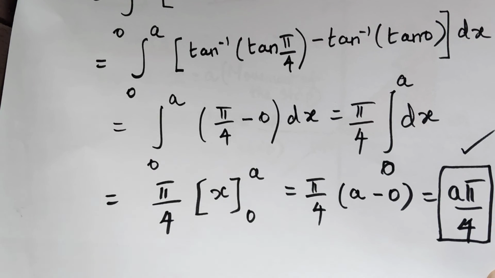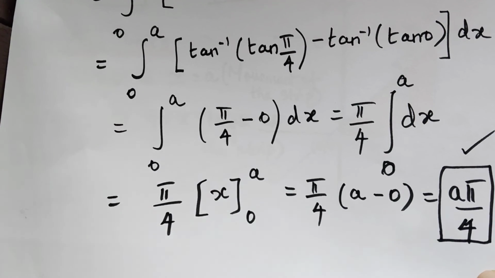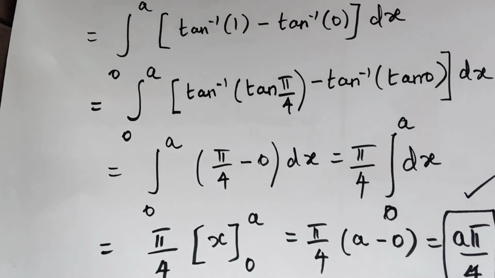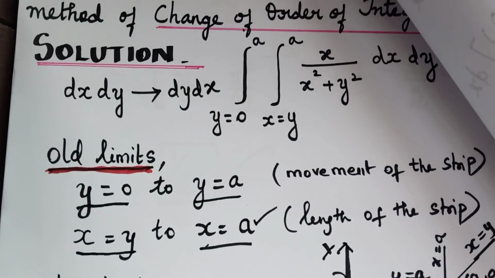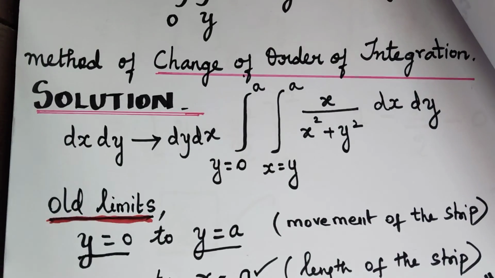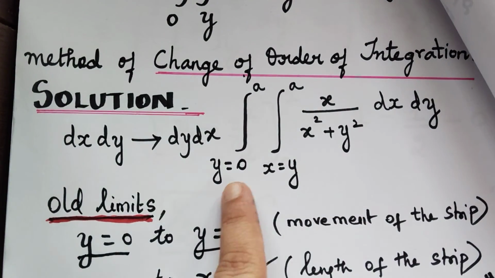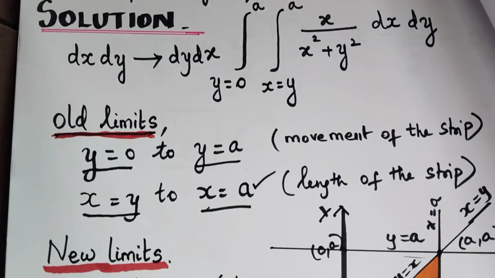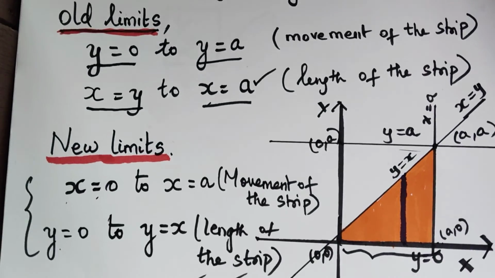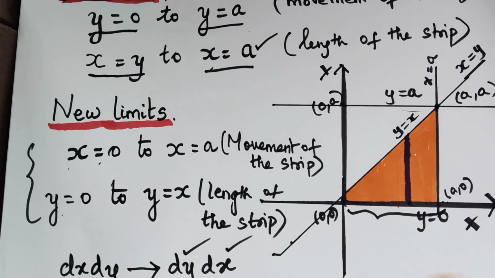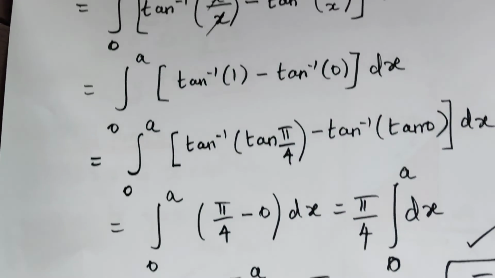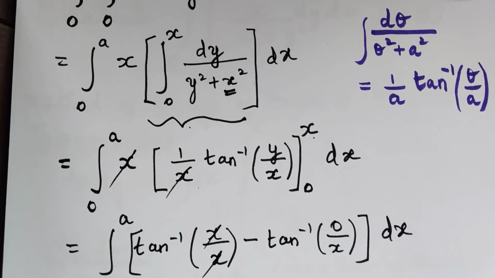Hence we have evaluated the given double integral by using the method of change of order of integration. So we have done the change of order of integration. We changed the limits. Using the old limits, we found the region of integration, and having the region of integration, we have found the new limits, and with the help of new limits, we have integrated the given double integral.